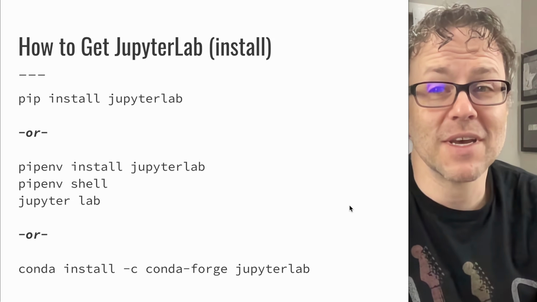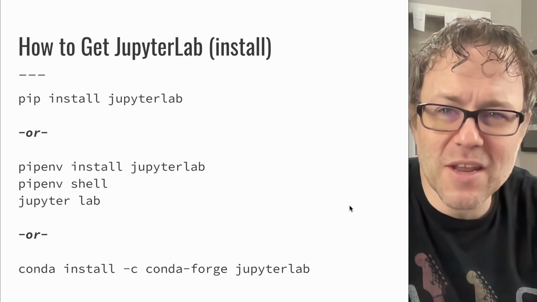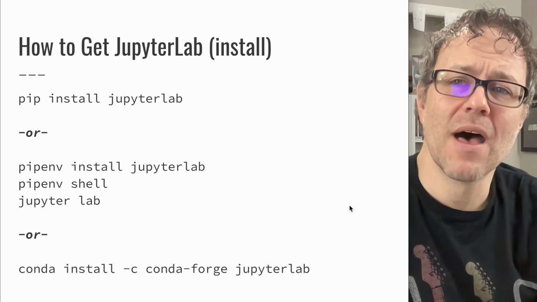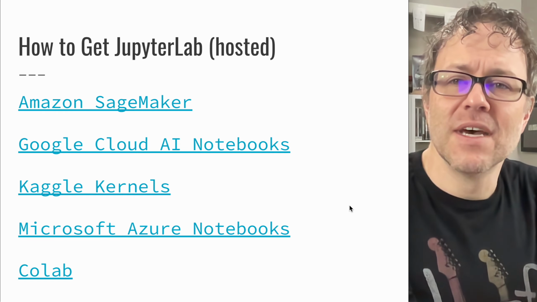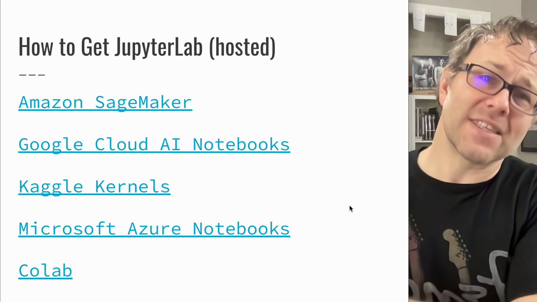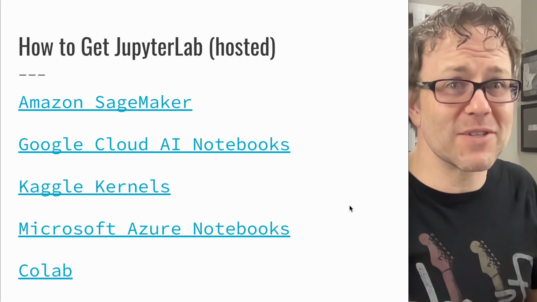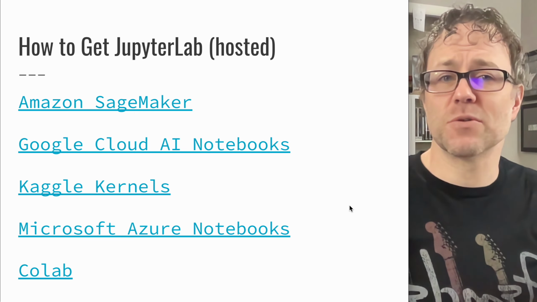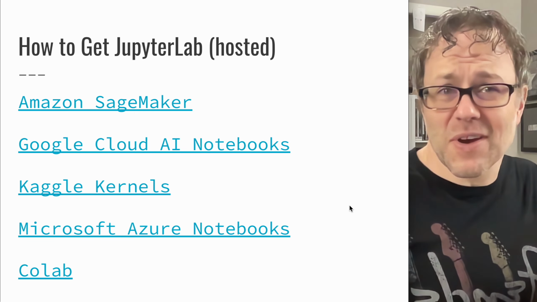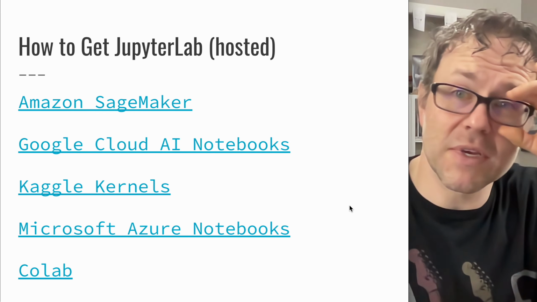You can also use an environment manager like Conda. There's a variety of ways to actually run JupyterLab. But much more common is to just use a hosted service for this. There's Vertex AI notebooks, Amazon SageMaker, Kaggle has kernels, and there's Microsoft Azure notebooks. We're going to focus mainly on Colab, but I'm going to show you around the JupyterLab interface here so that you have an understanding of how it works and where the pieces are.